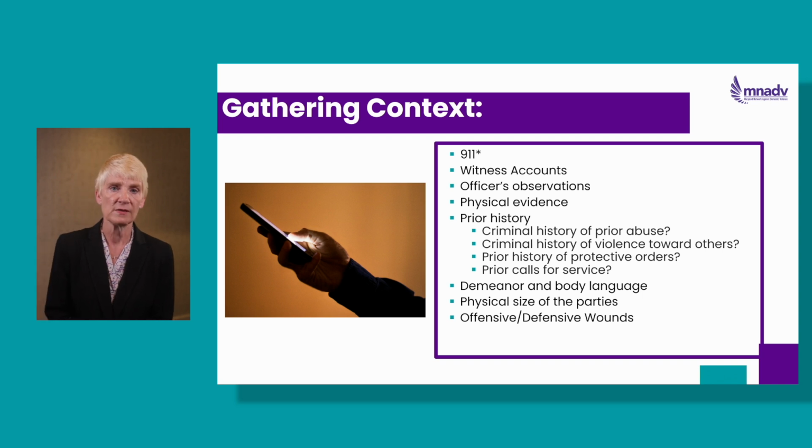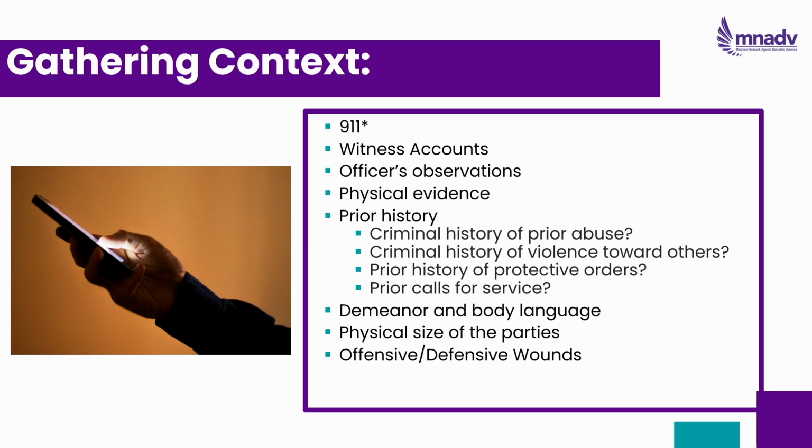And some of the sources that can help us gather context are the 911 call, witness accounts, the officer's observations, and physical evidence, the prior history. Is there a prior criminal history of prior abuse? Is there a criminal history of violence towards others? Or prior history of protective orders? Prior calls for service at that address involving those parties?